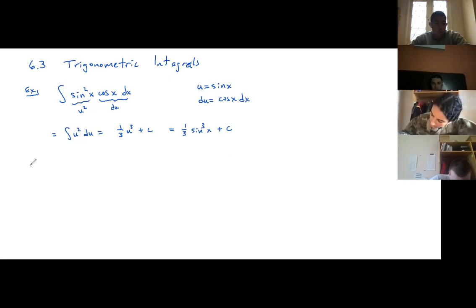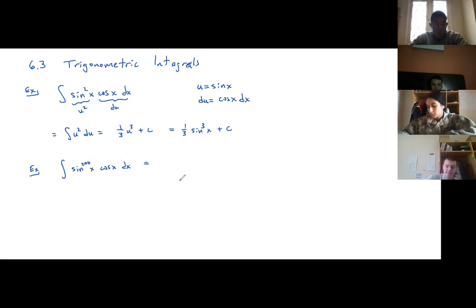Now what if I were to make this look, in some sense, way more complicated? Instead of sine squared x, what if I had sine to the 200 x times cosine of x dx? Not that I would ever think that you really needed to know this integral or calculate it. Like the design of a bridge hinges on accurately knowing the antiderivative of sine to the 200 x times cosine of x. It's not going to happen. This is just sort of in theory. What could I do? It's the same thing, right?